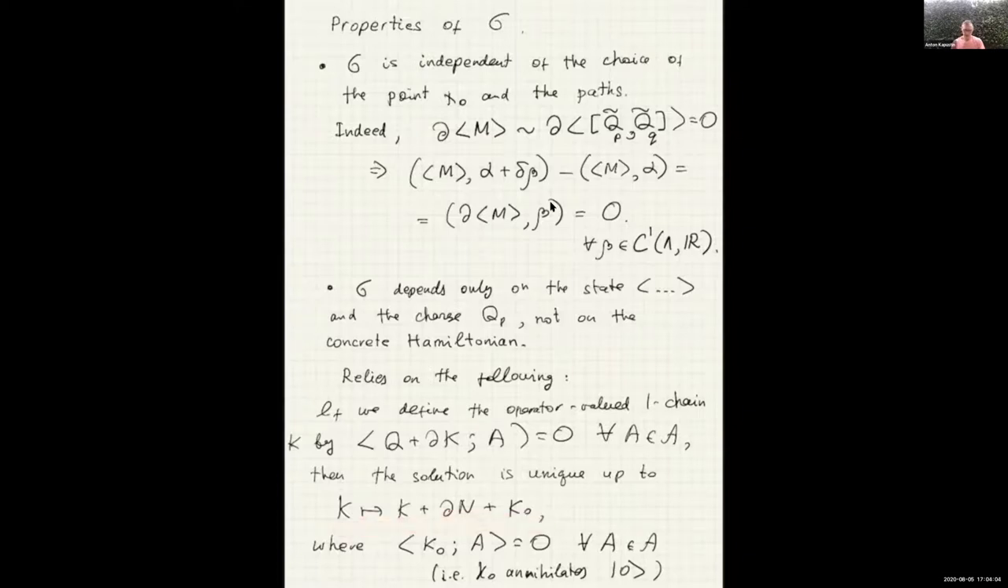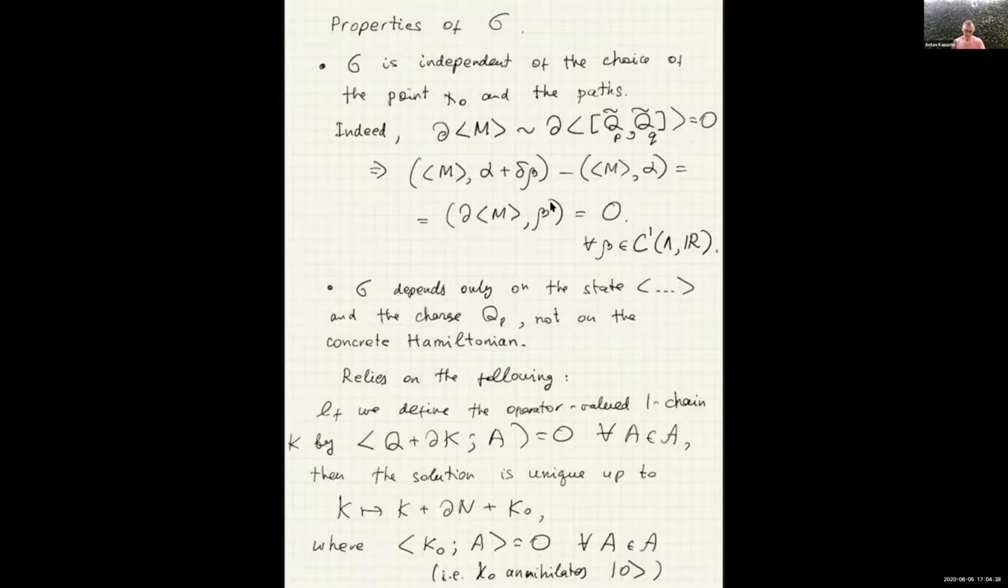Of course, you can add anything exact, but that is easily shown not to affect anything because we're contracting the cycles anyway in the end. You can also add something which is not exact, but which annihilates the vacuum, and you can show that it also doesn't matter. It turns out that this is actually the only ambiguity. That's a trivial statement, which is true precisely for ground states of gapped Hamiltonians.